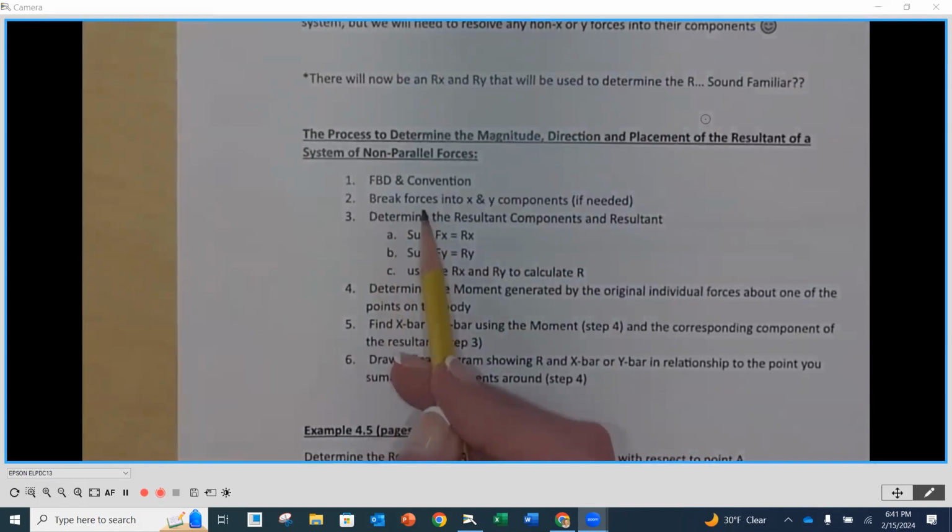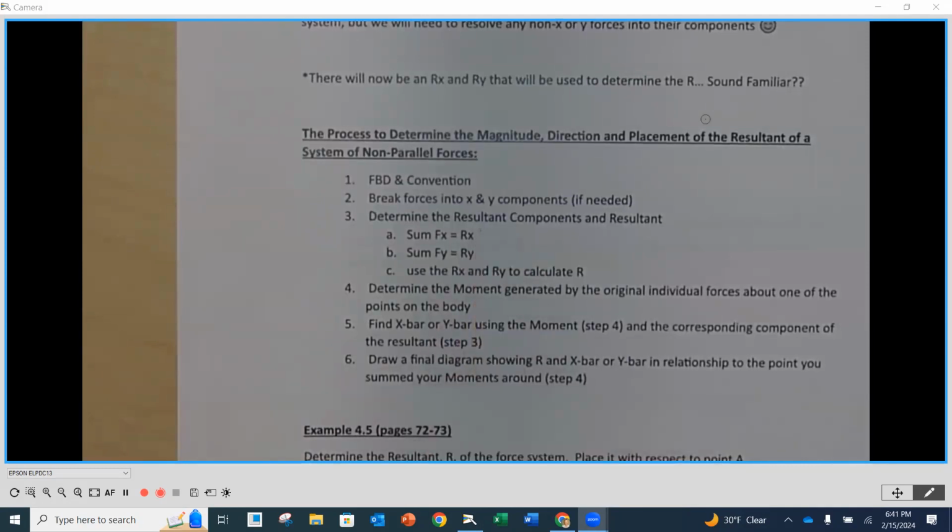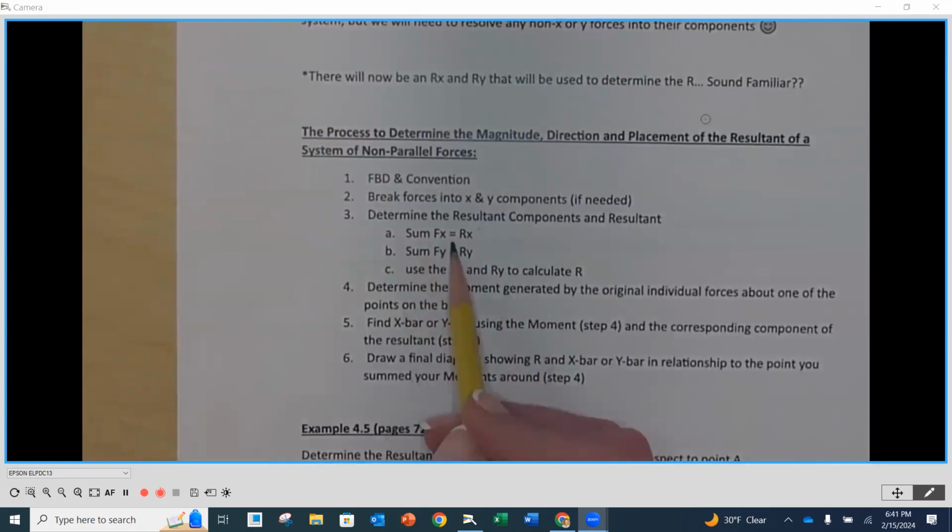Then we're going to break the forces into X and Y components if needed. Sometimes we might have our forces all on the X and all on the Y, but if there are any that aren't, then we're going to have to get those components. Then we're going to determine the resultant components and the resultant. So we're first going to sum in our X direction to get the X component of the resultant, then in the Y to get the Y component of the resultant, and then we're going to use those X's and Y's to solve for our resultant, okay, our overall resultant.